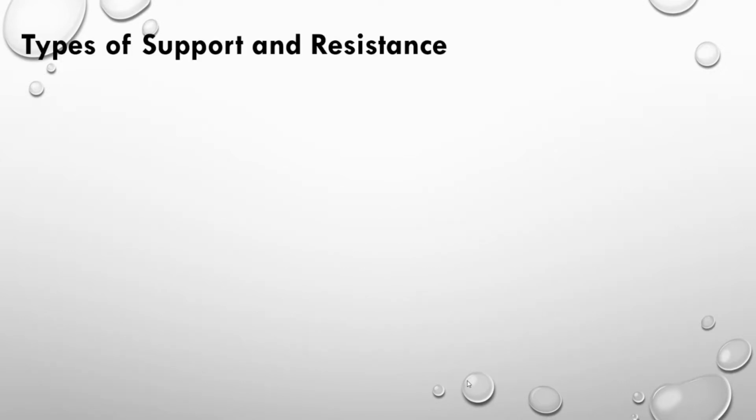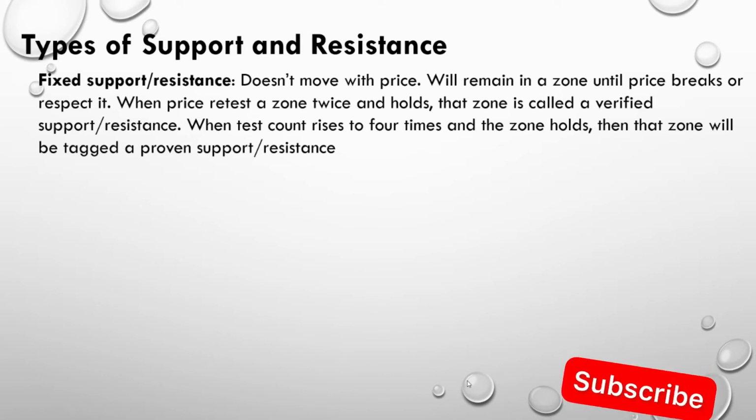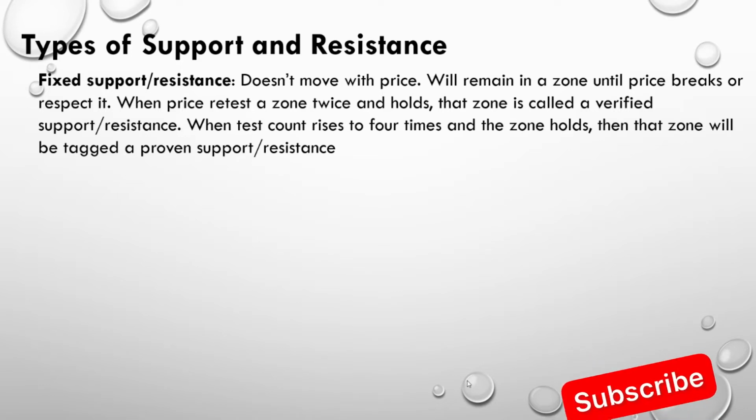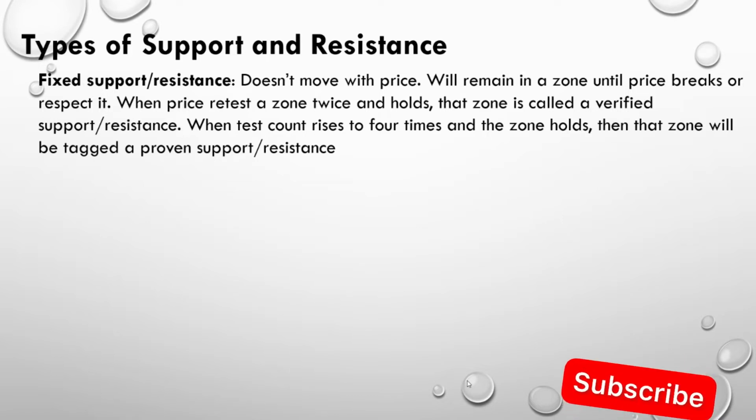All right. Now, let's talk about types of support and resistance. So we have fixed support or resistance. Now, this doesn't move with price. It will remain in a zone until price breaks or respects it. That is, either it's going to break it or it's going to bounce off it. When price retests a zone twice and holds, that zone is called a verified support or resistance.